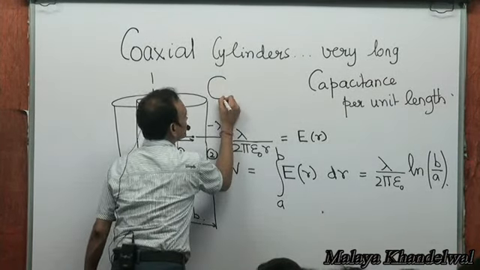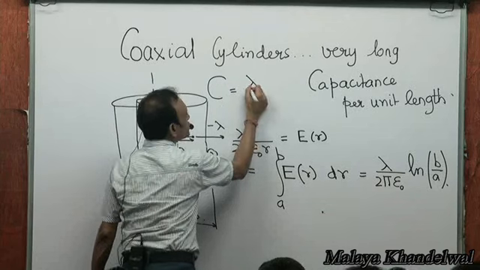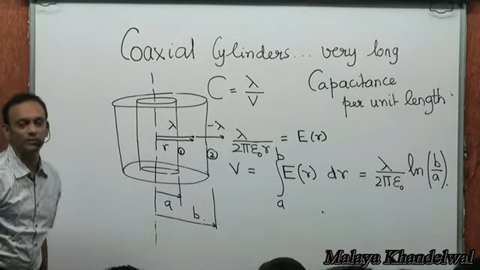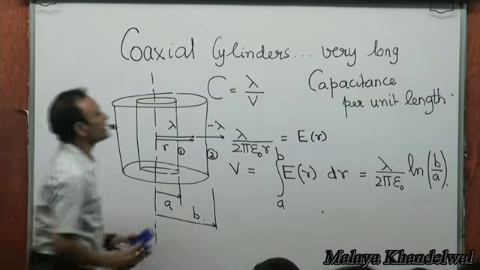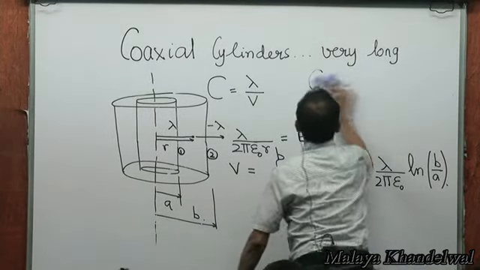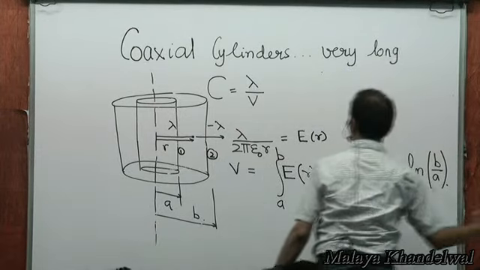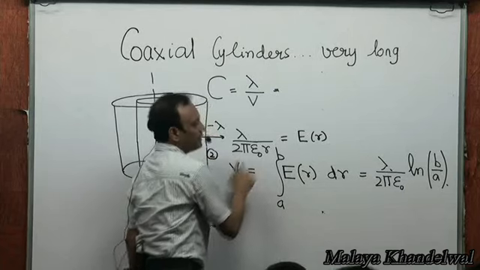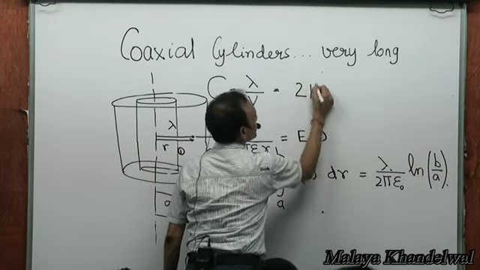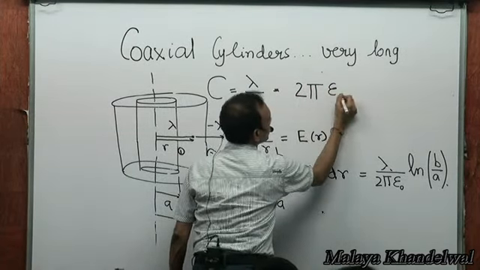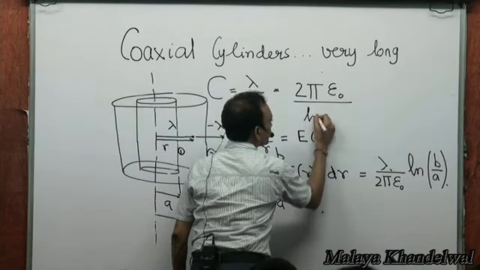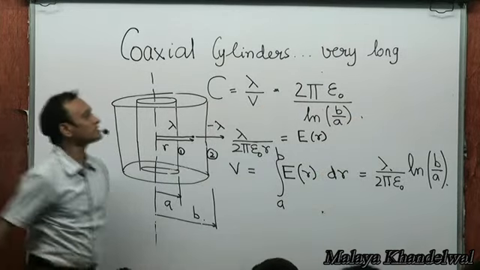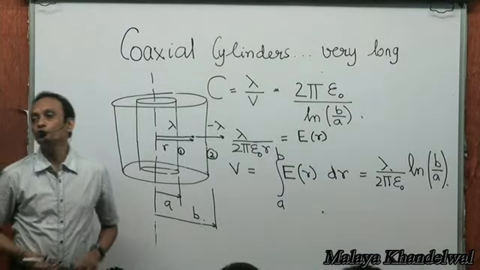The capacitance per unit length is given by charge per unit length divided by the potential difference. Very clearly, λ divided by V turns out to be 2πε₀ divided by log(b/a). That's the capacitance per unit length of two coaxial cylinders.